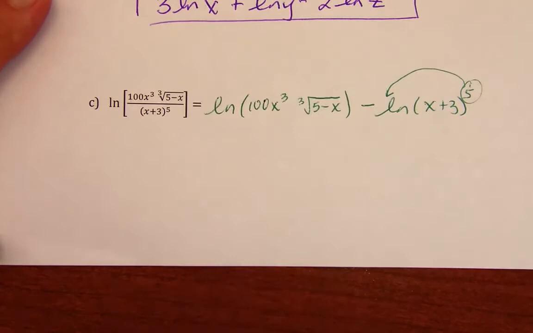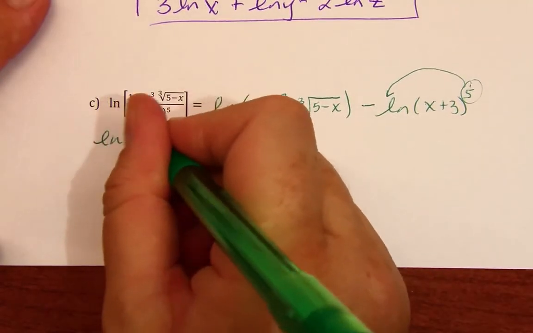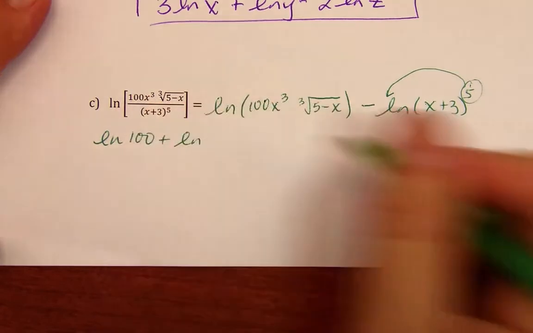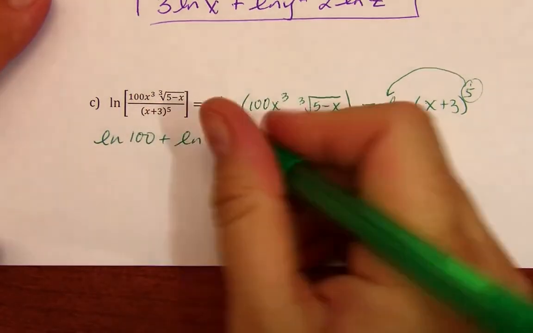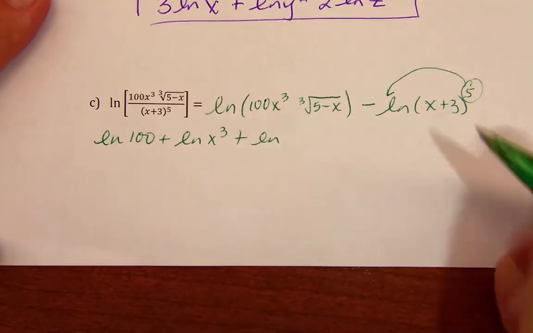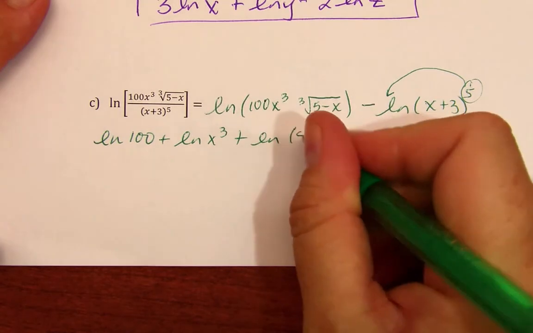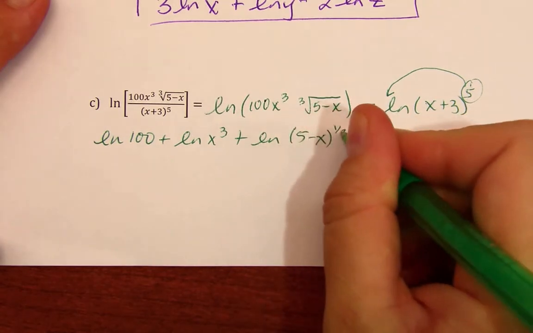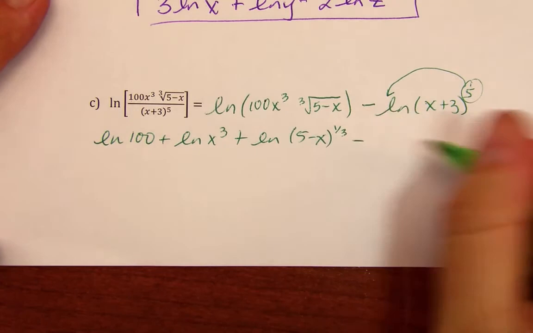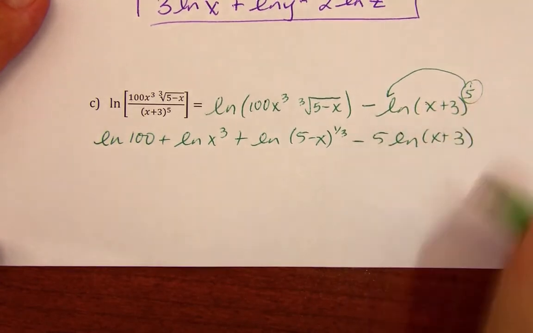And here, I can expand all of these terms. So let's expand them. Natural log of 100 plus natural log of x cubed plus natural log, and remember, writing something to the cube root is the same thing as 5 minus x to the 1/3 power, minus 5 natural log x plus 3.